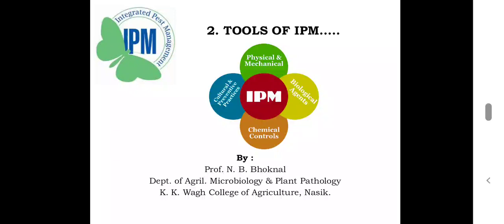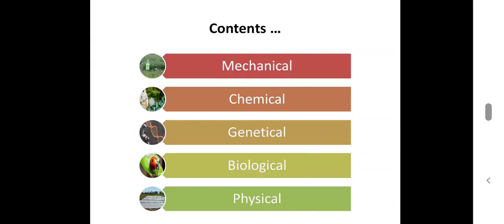In the last lecture, we studied cultural and legal tools, by using which we can reduce the pest status to tolerable levels or avoid the pest. So now we will be studying the remaining ones, that is mechanical, chemical, genetical, biological and physical. Let's see one by one.